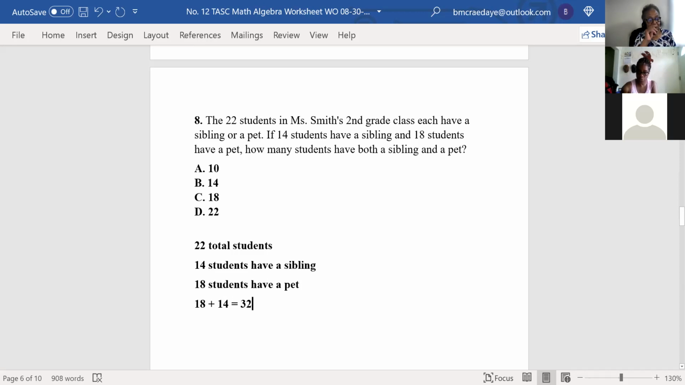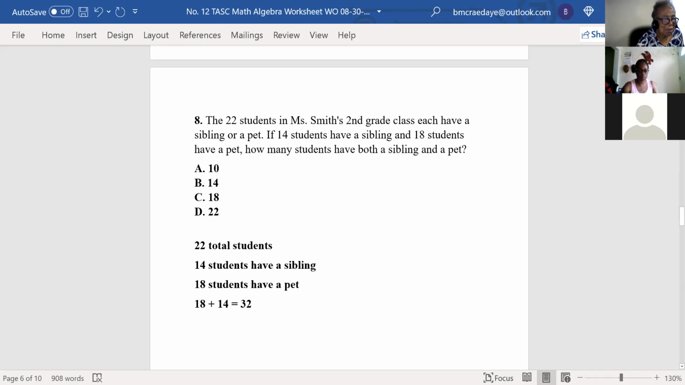Now, we know that some of those students have a sibling, some have a pet. Somebody in there has both. And how do we find that, Vanessa? What do you do? Because the total is 22, you divide it.